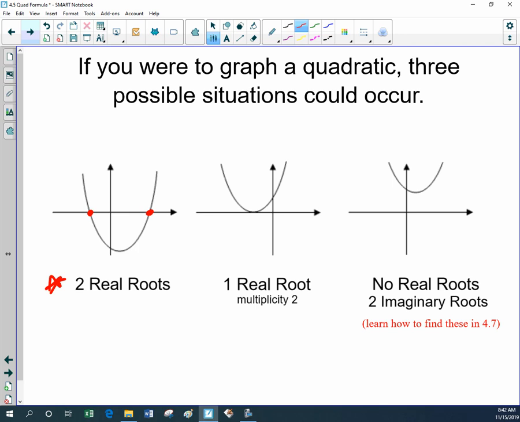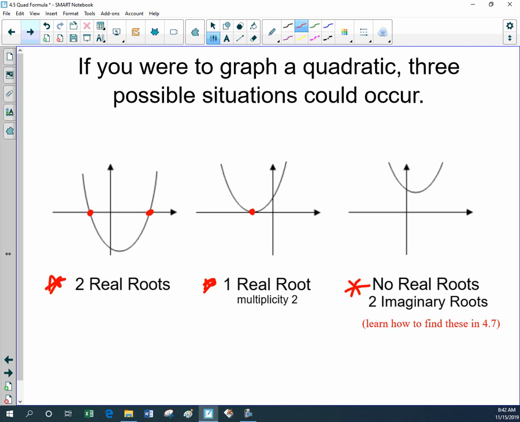If we have a parabola and the vertex is on the x-axis, that means it intersects the x-axis once. And if it intersects the x-axis once, then there would be 1 real solution. If we graph a parabola and it does not cross the x-axis, then what this means to us is that there is no real number solution. So there's no real roots.